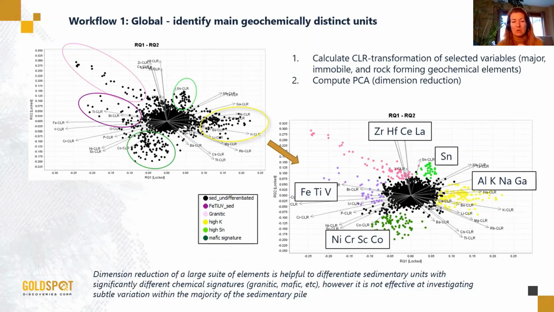like this. So we have our high field strength elements over here, our zirconium and our hafnium and cerium and lanthanum, for example. And then we have tin over here, which we're thinking about maybe as a weathered granite in this case. We have nickel, chrome down here, cobalt, so that's going to be our mafic unit. We have iron and titanium over here, and our alkalis over there.